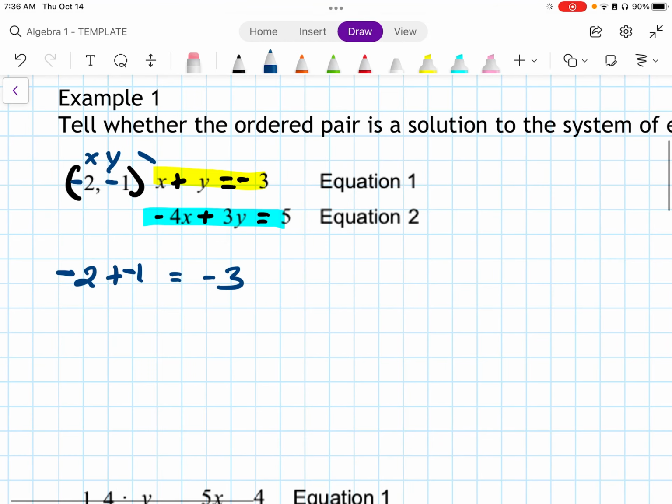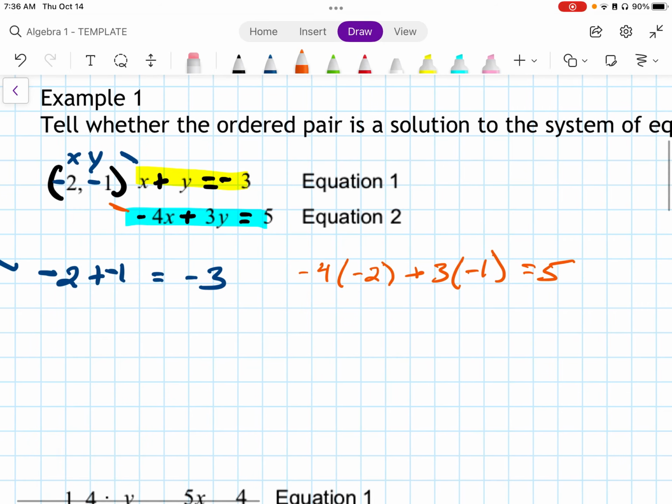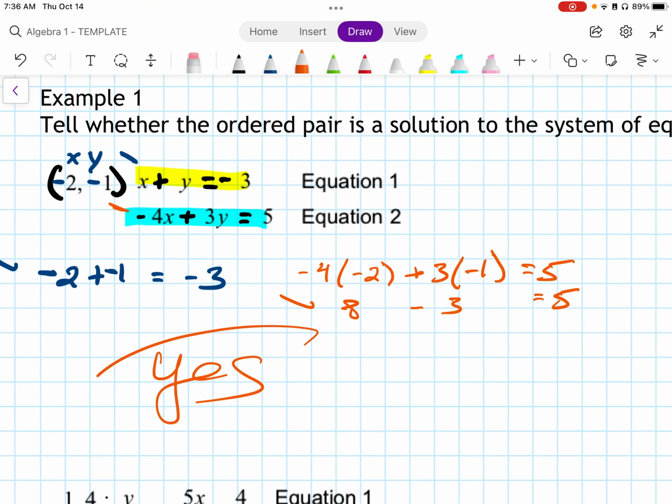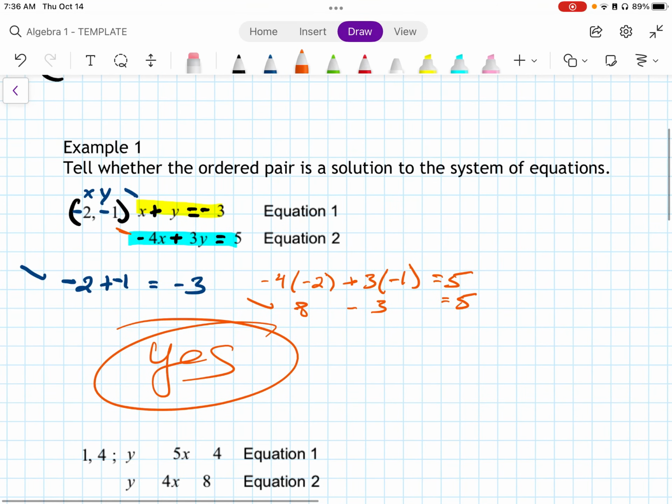Checking the bottom one here, I'd have negative 4 times negative 2 plus 3 times negative 1 equals 5. Well, negative 4 and negative 2 is 8, and then that would be minus 3, and that does equal 5. So yes, that would be a solution to the system.